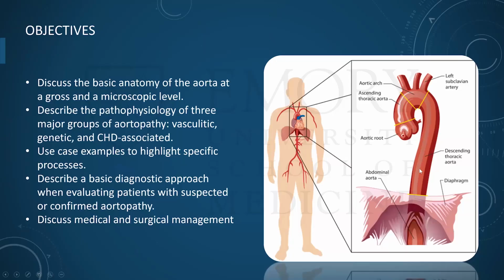Okay. All right. So my objectives today, I'm going to start by discussing the basic anatomy of the aorta, both at a gross level and microscopically. I'm going to move on by describing three very important etiologies of aortopathy, and that's those associated with vasculitis, those associated with a genetic syndrome, and those associated with congenital heart disease. And there are a few categories we're going to leave out for the purpose of time. We're going to incorporate some short cases into this to highlight the specific processes. We're going to describe a basic diagnostic approach towards the end, and interspersed within this talk, we're going to talk about some medical and surgical management.